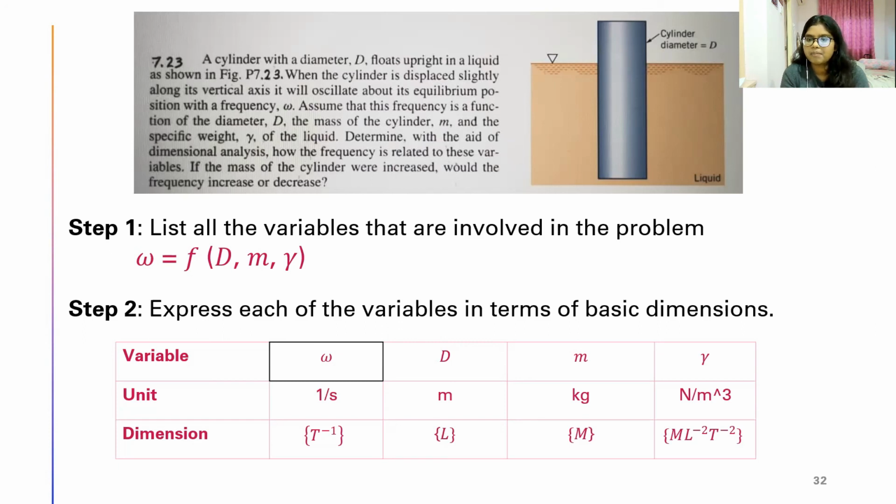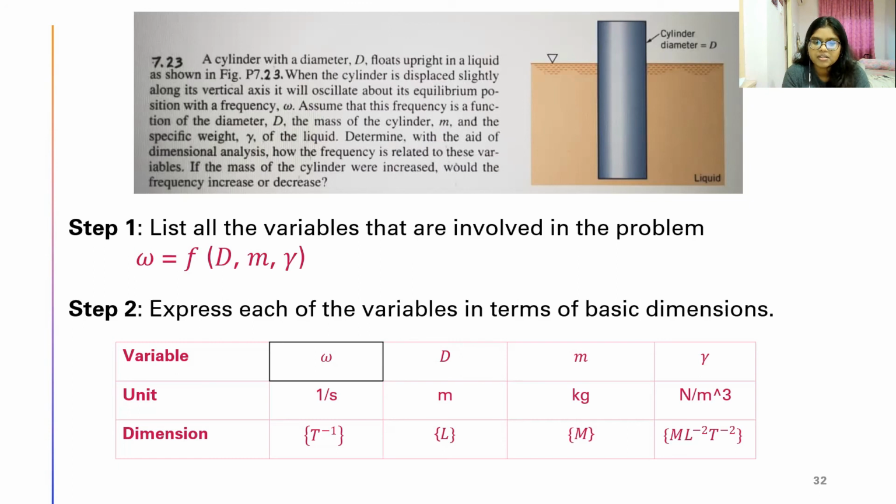Let's split it up into a few steps here. The first one is to list all the variables that are involved in the problem. The question is already given: omega is equal to f of diameter, mass of the cylinder, and also specific weight gamma.